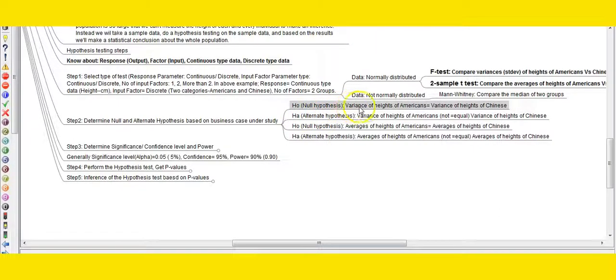So null is the hypothesis of equality. We will say here that variances are equal, and in alternate we will say the variances are not equal. Similarly for averages, in the null hypothesis we will describe it as equal averages of both Americans and Chinese, and in the alternate hypothesis we will describe it as not equal.